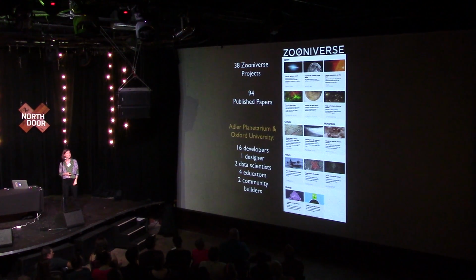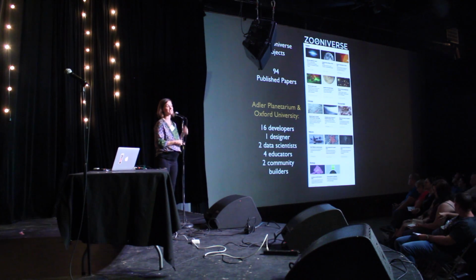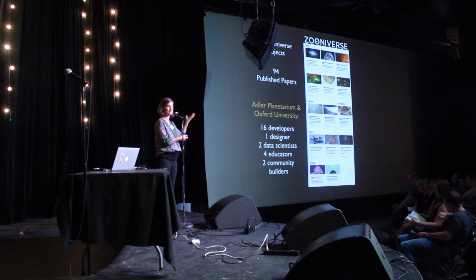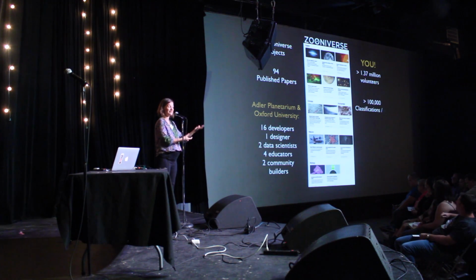A really important motivating factor, part of our motto at Zooniverse, is that it's about producing real research. There are 94 peer-reviewed published articles that have come out of these projects. It's all built, so the Adler Planetarium and Oxford University house 16 developers, a designer, and a data scientist to make Zooniverse as a platform happen. But it all depends on you, the public.